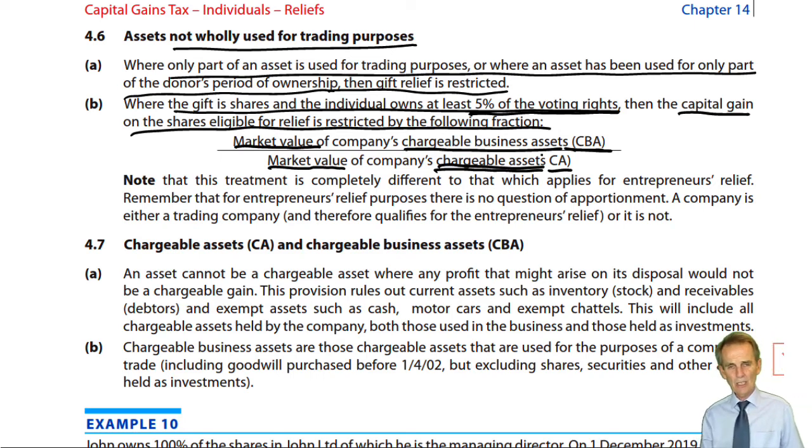So we're not looking at all of the assets of the company. We are purely looking at those chargeable to CGT, chargeable assets. We'll remind ourselves of those in a moment's time.